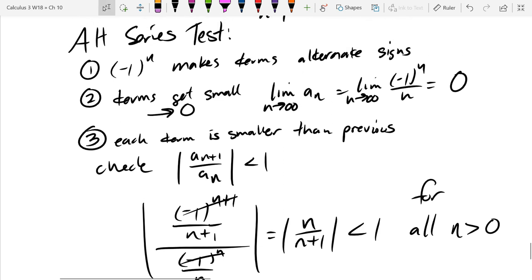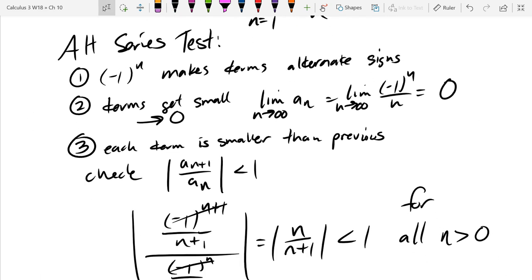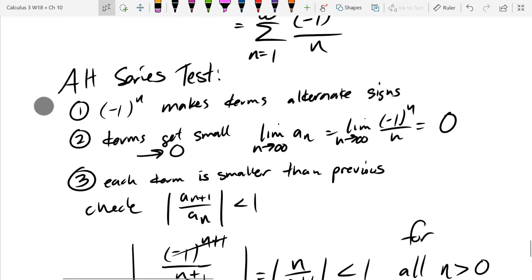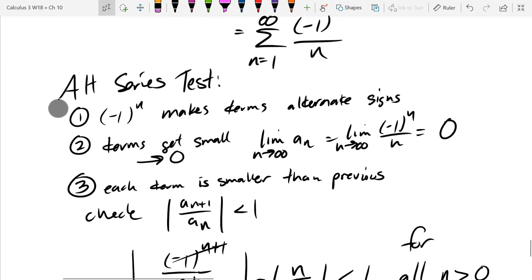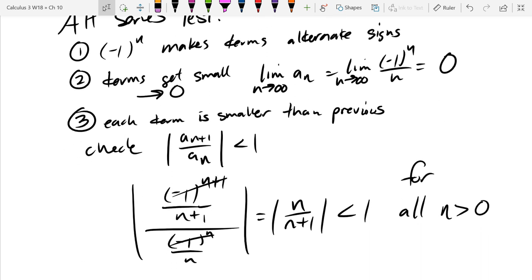Alternating series test, three steps. Does it alternate signs? So that negative one at the end is what causes our series to alternate signs. Number two, the terms get small. This feels very similar to the nth term test for divergence, but a little different. If the limit is not zero, then you can say it diverges. So it's similar to the nth term test for divergence, but not quite the same. So these terms do get small. They eventually will get very close to zero. And last up, the terms get smaller than the previous ones.